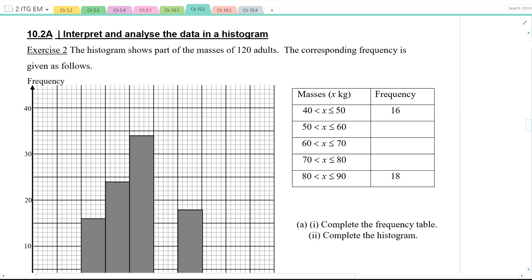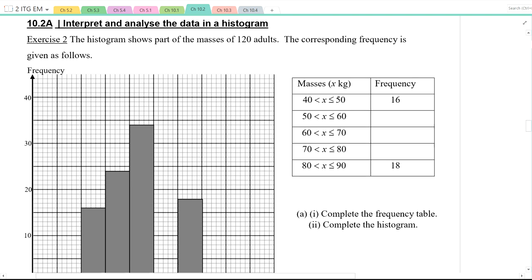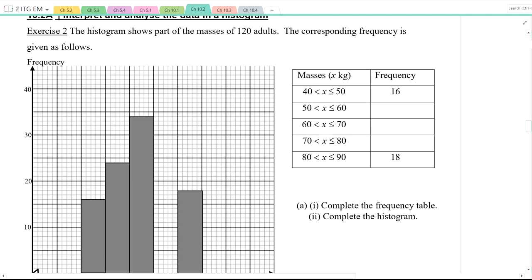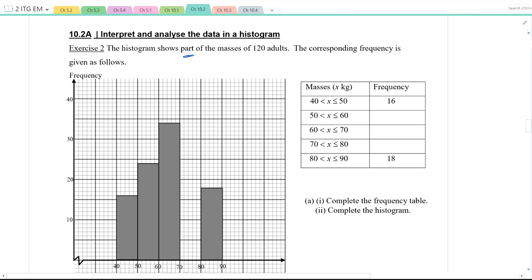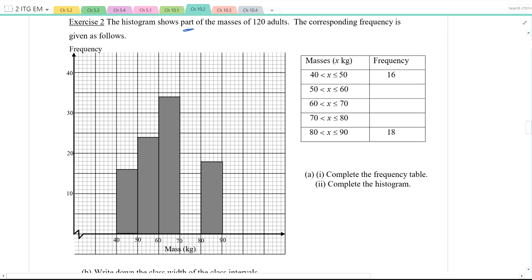Okay, now we are going to try to interpret and analyze data in a histogram. Here we have this histogram showing part of the masses of 120 adults, and the corresponding frequencies are given as follows. So from 40 to 50, that is this portion over here. The frequency is actually 16. Okay, let's read off over here. This is actually 16 as well.